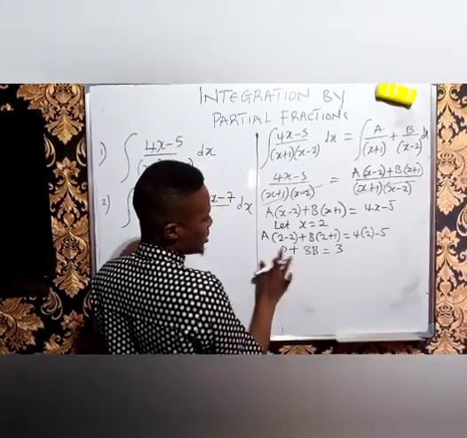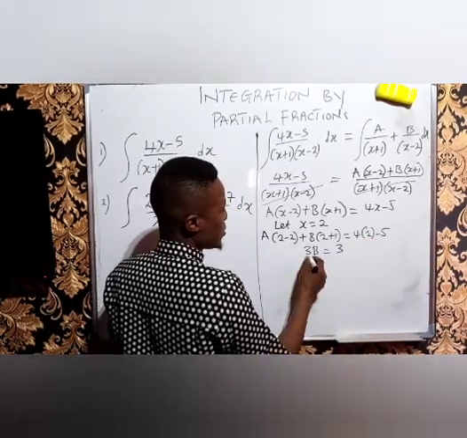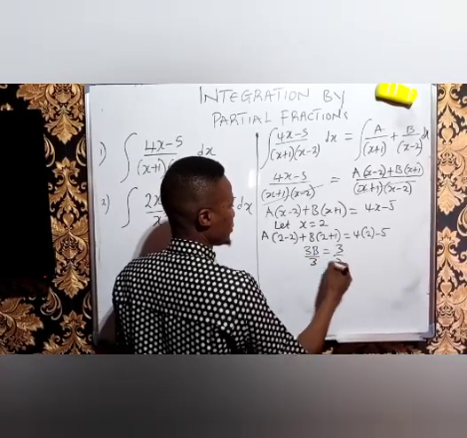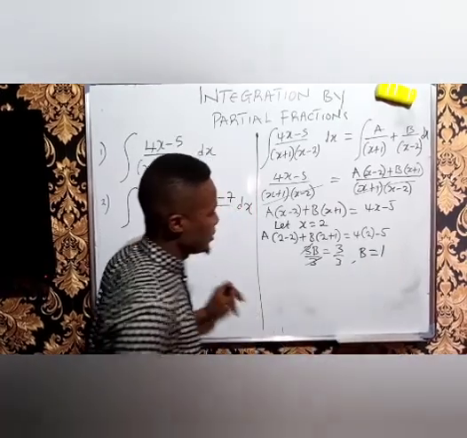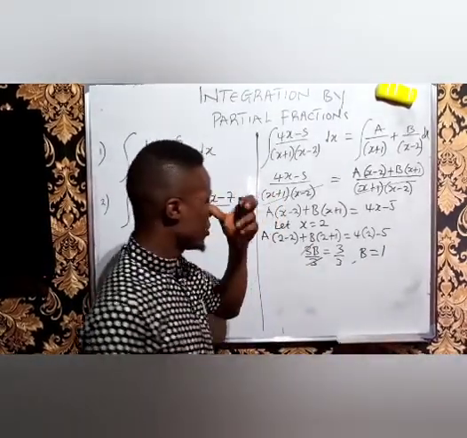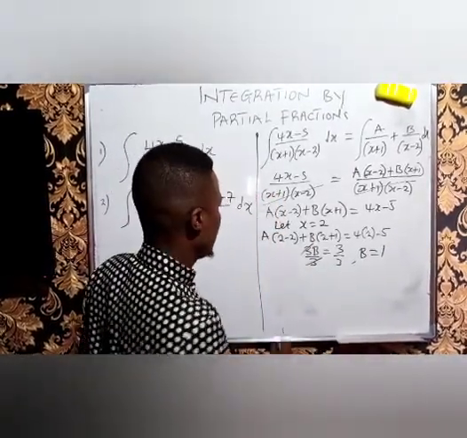So this 0 here is nothing. It's insignificant. So I will divide both sides by 3. b is now equal to 1 because 3 divided by 3 is 1. I've got b. Now let's get a.